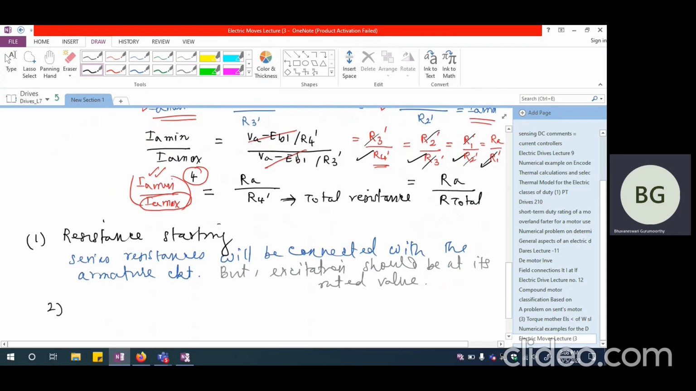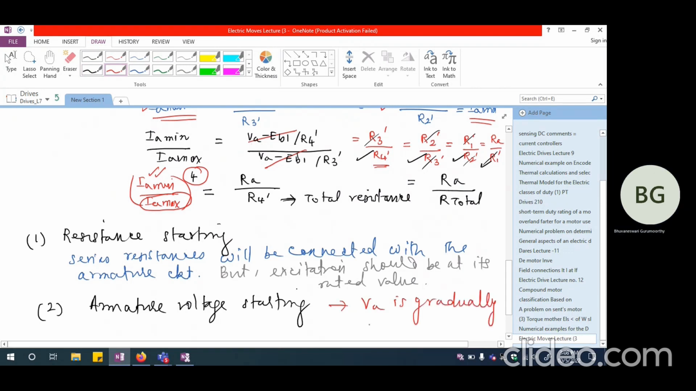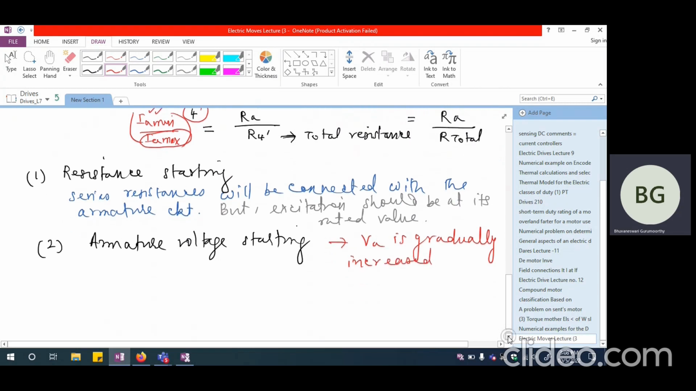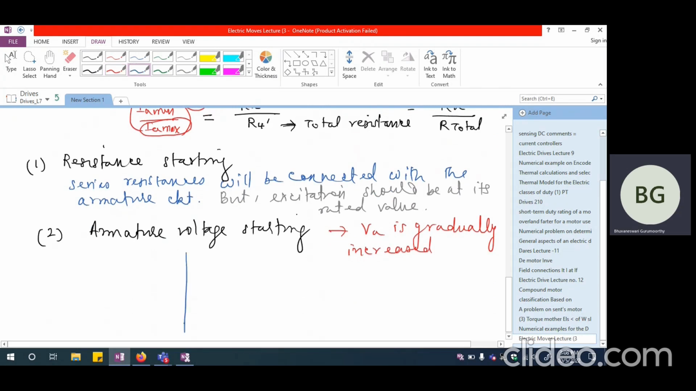But these days, what we try to do is to adjust the armature voltage. So the armature voltage is gradually increased. So in armature voltage starting, VA is gradually increased. So when VA is gradually increased, the speed also increases slowly. So if you try to look at it, you will see that initially you may have a very, very small voltage. So this may be the corresponding current that is drawn by the machine.